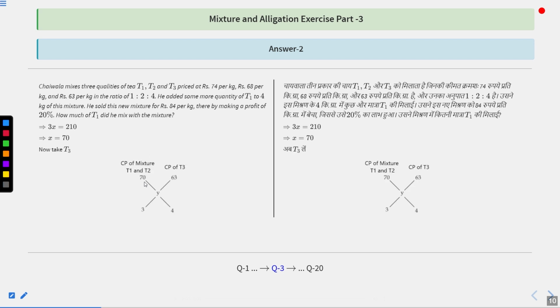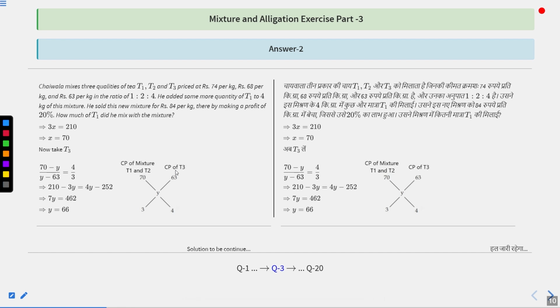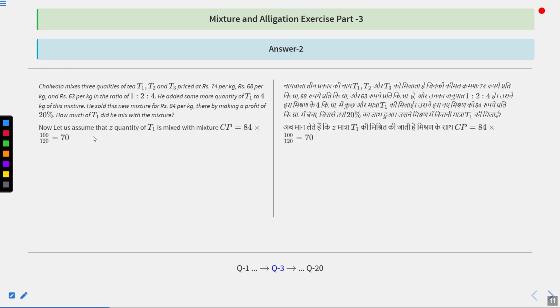So what can we do? The average cost price of T1 and T2 is 70, with the value of X and CP of 63, and the ratio becomes 3 and 4, as given. So we calculate the value of Y, the average price. When we calculate, we get the value of Y, which is 66 rupees. Clear? Now, next we can do, now let us assume that Z quantity of T1 is mixed with the mixture.